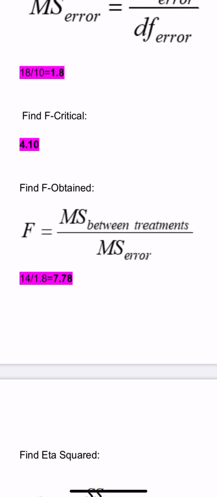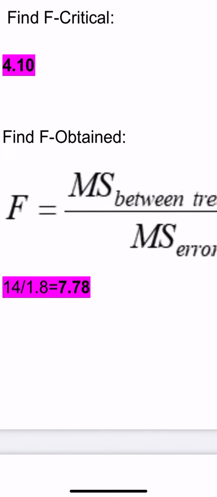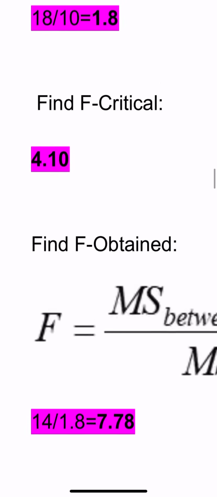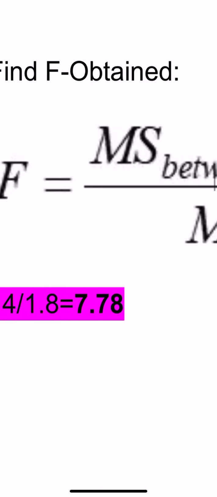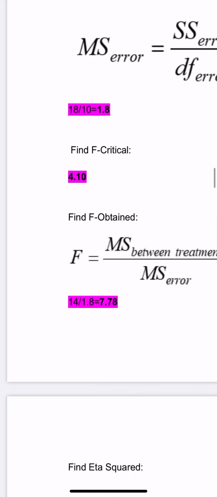Find F obtained. F equals MS between treatments over MS error. It's 14 divided by 1.8 equals 7.78. What do we do to the null hypothesis here? We're going to reject the null hypothesis because our critical value of 4.10 is less than our obtained value, or our obtained value is larger than our critical.